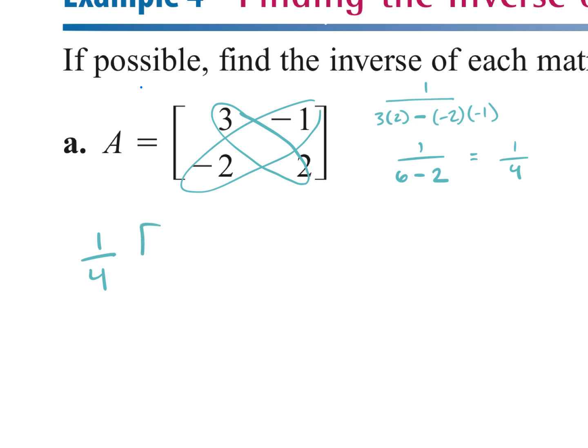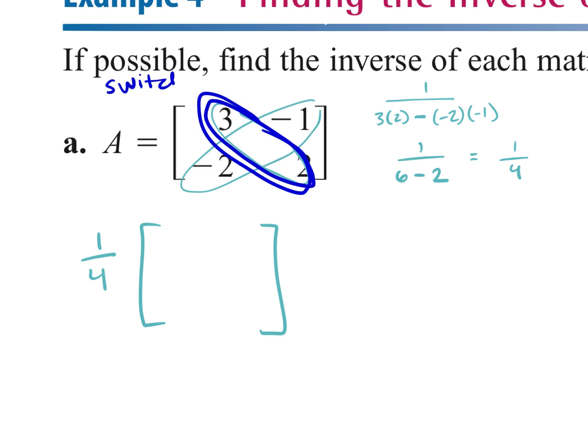Now we multiply that by our new matrix. So with our new matrix, we do what to the majors? Switch the majors. So instead of it being 3, then 2, we're going to switch it to 2, then 3. And what do we do to the minors? Negate. So since they're both negative already, we just change the signs and make them positive. So they stay in the same spot, we just flip the sign. So it turns into +1 and +2.